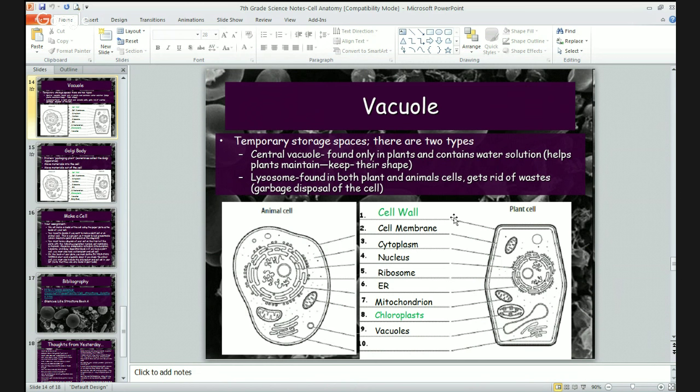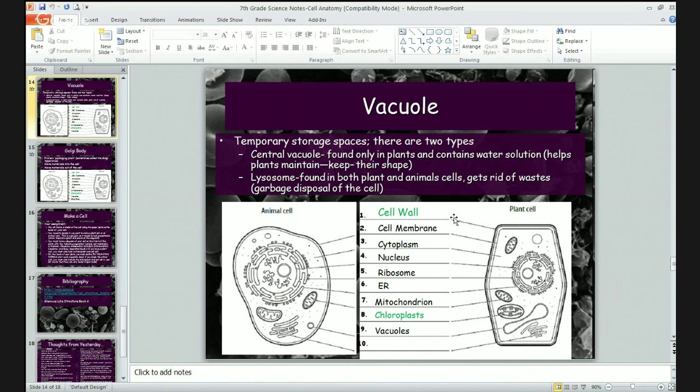the cell. The central vacuole is only found in plants. It's that big bubble-looking thing. So if you look at your plant cell, look at number 9, follow that arrow, see that big kind of oval-looking thing? That's called the central vacuole. It stores water, helps plants maintain their shape. When the vacuole is full, the plant can stand upright. When the vacuole is not full, your cell kind of shrinks, and that's why your plants wilt, because those cells aren't full of water.